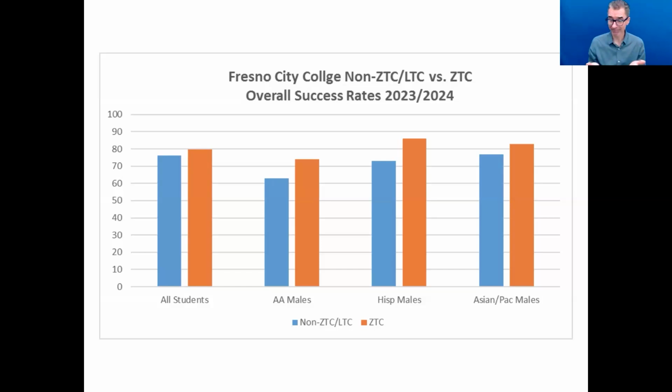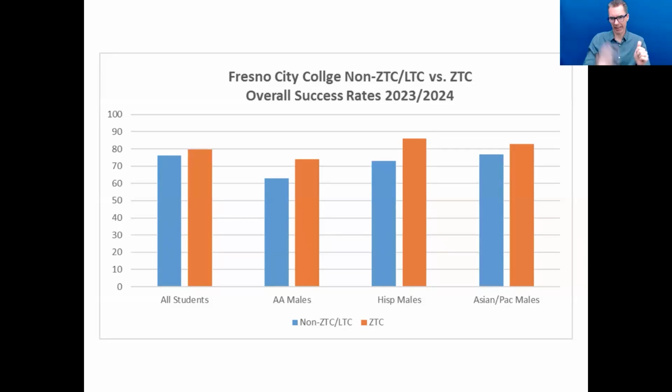So this is for our Fresno City College students across all disciplines, all divisions, and you can see that the blue is the non-ZTC or LTC, and the orange is ZTC. I just compared those two because it looks a lot cleaner. For all students, there's a bit of a bump up for the overall success rates when instructors are using ZTC. And what I mean by overall success rates is that they started in the course, they completed the course, and they received a passing grade in the course, versus not.